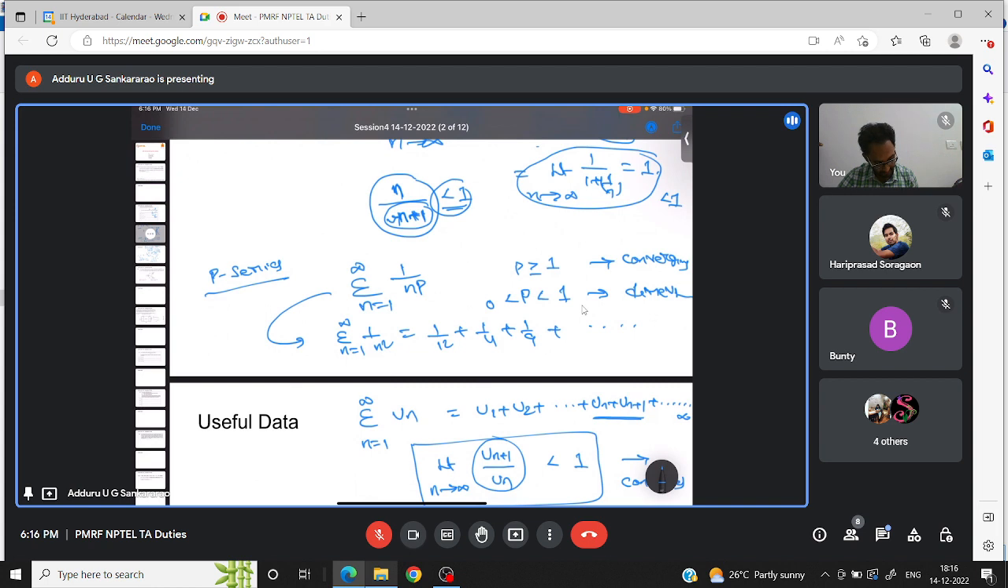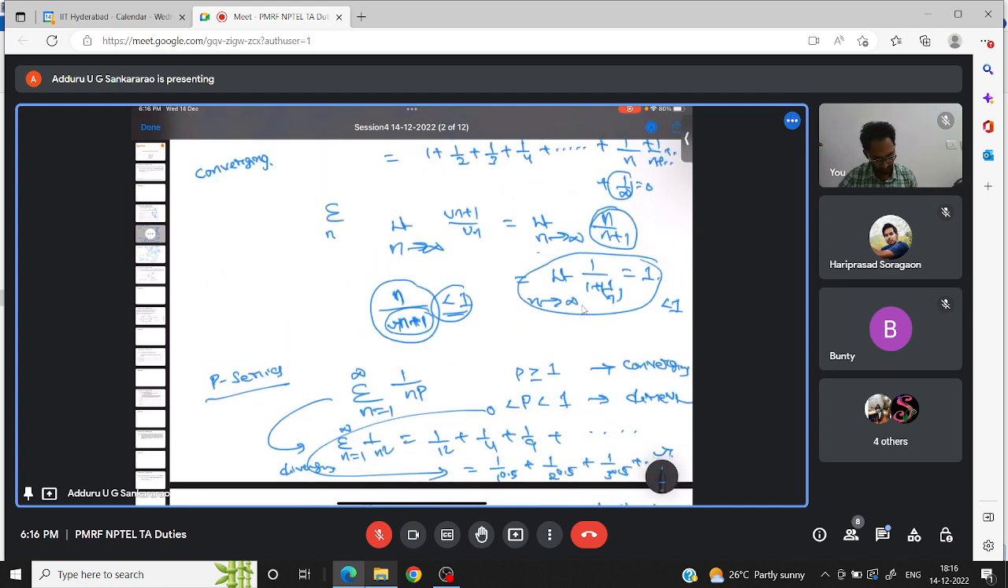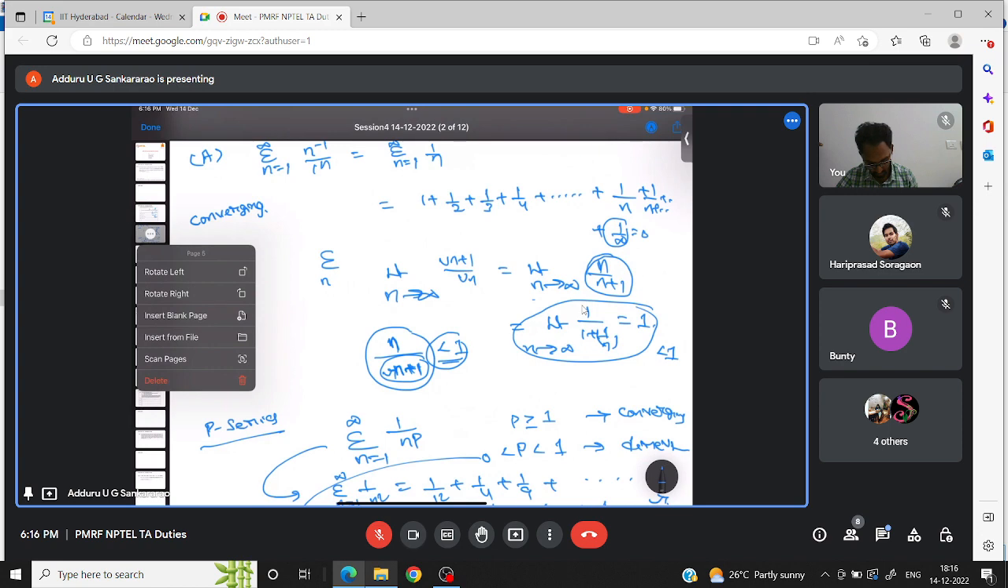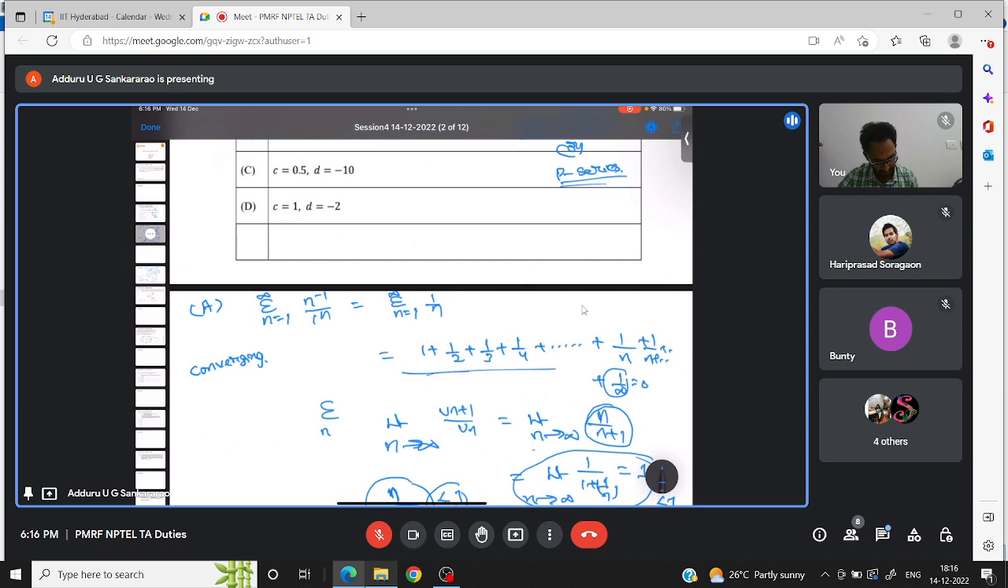Otherwise, the second case is if 0 is less than p less than 1. Let us say p equal to half, 0.5. So that will be 1 by 1 power 0.5, 1 by 2 power 0.5, 1 by 3 power 0.5, like this. Now this will be diverging. So from here we can say the first one is converging.